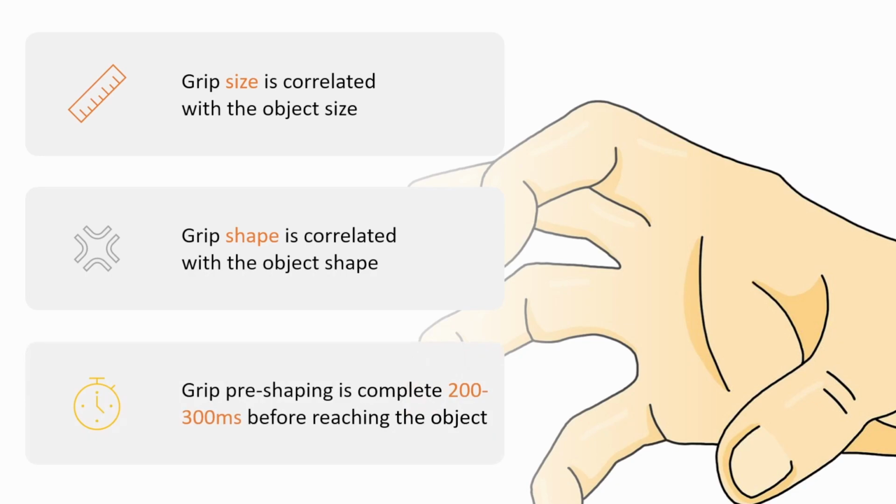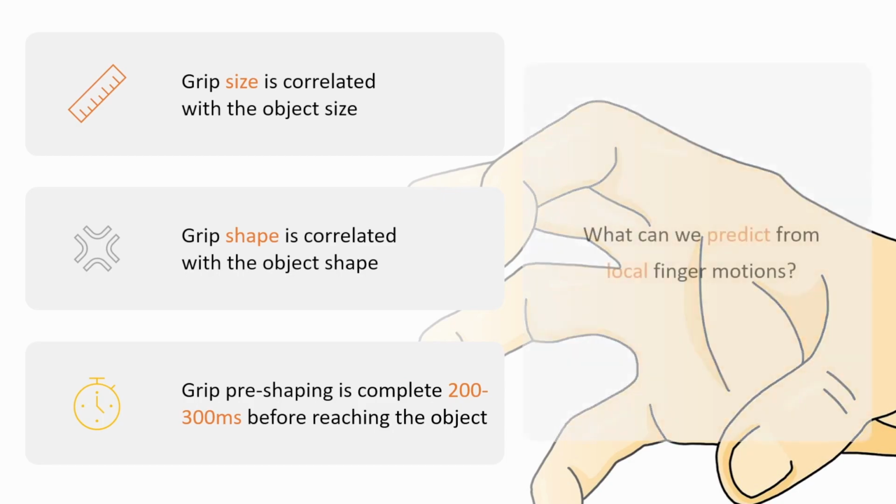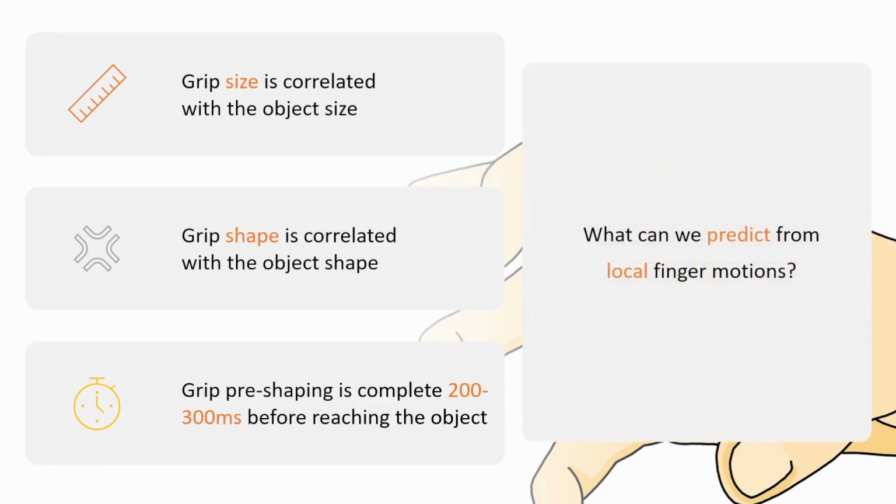But most importantly, the hand starts pre-shaping very early and the grip is formed long before we reach the object. Therefore, we have investigated how much information we can predict from local finger motions alone.